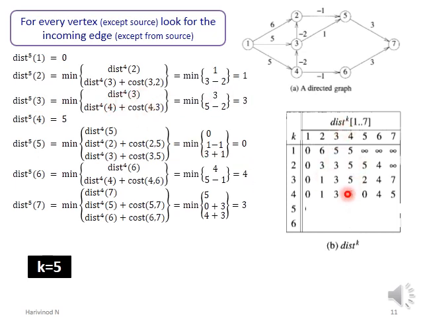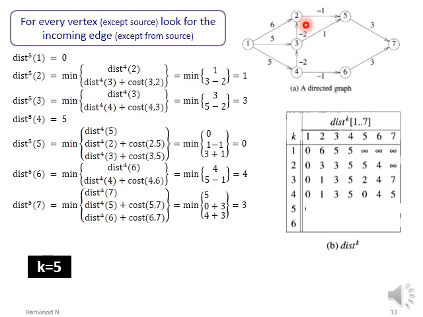For 4, its distance is 5. Minus 2, that is 3. So it remains 3. 4th vertex, it remains 5. 5th vertex, earlier value is 6. 2 incoming edges from 2 and 3.